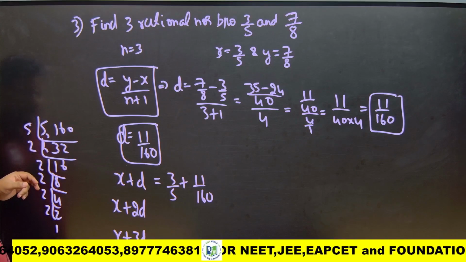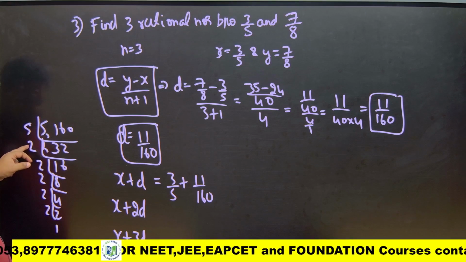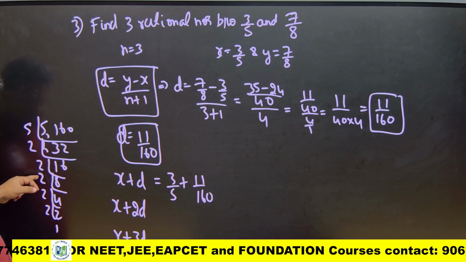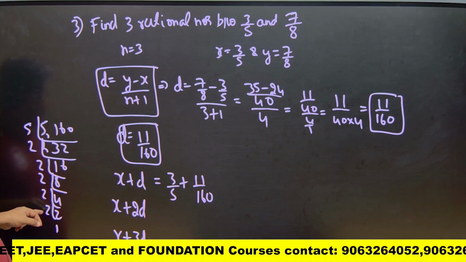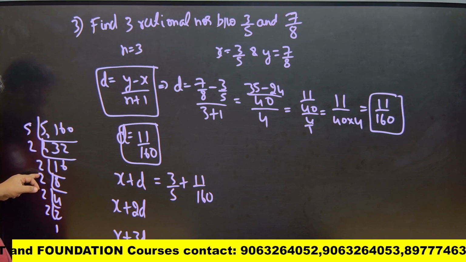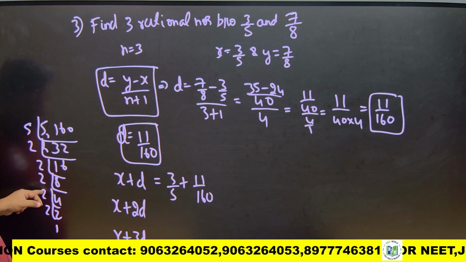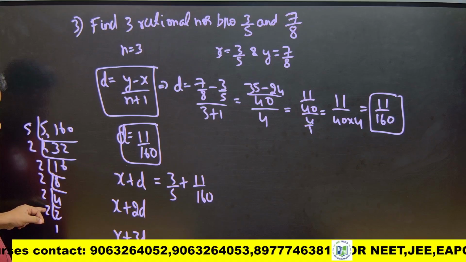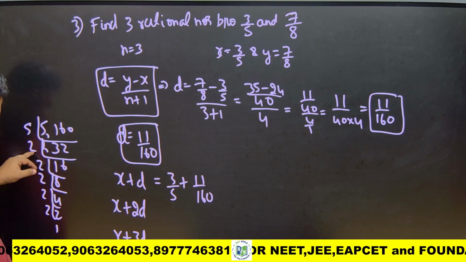Okay, 32 into 5. 32 into 5 is what? See here, 5 2s are 10, 10 2s are 20, 20 2s are 40, 40 2s are 80, 80 2s are 160. 40 2s are 80, 80 2s are 160. Or if you take from this, 2 2s are 4, 4 2s are 8, 8 2s are 16, 16 2s are 32.